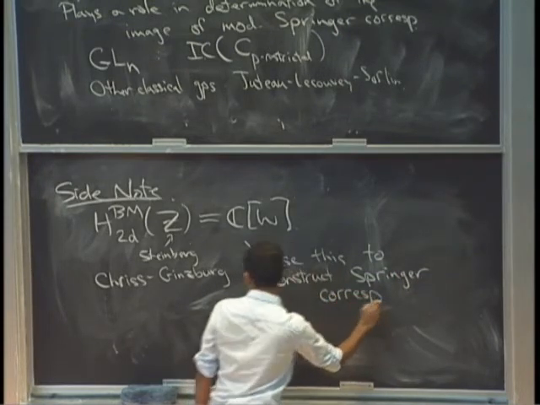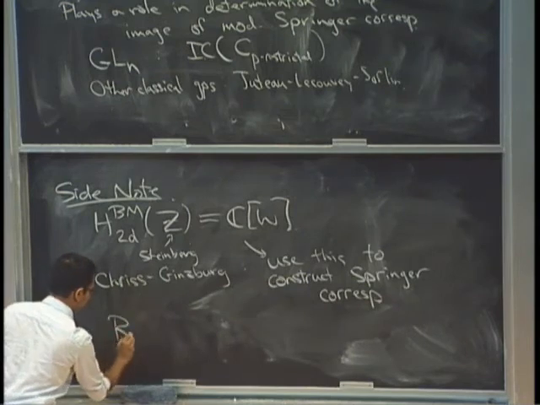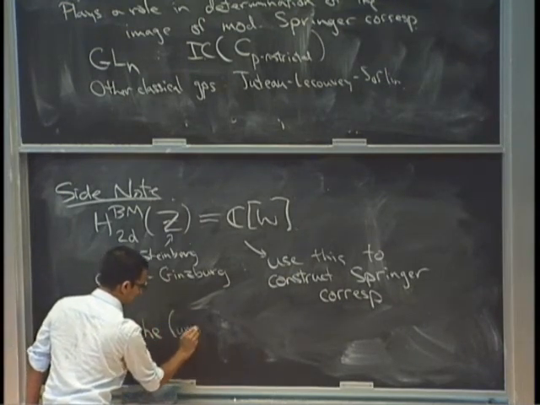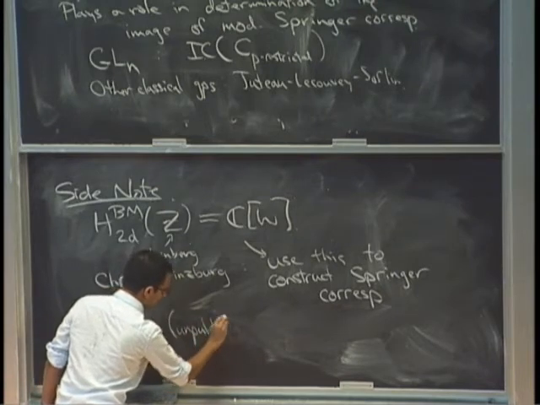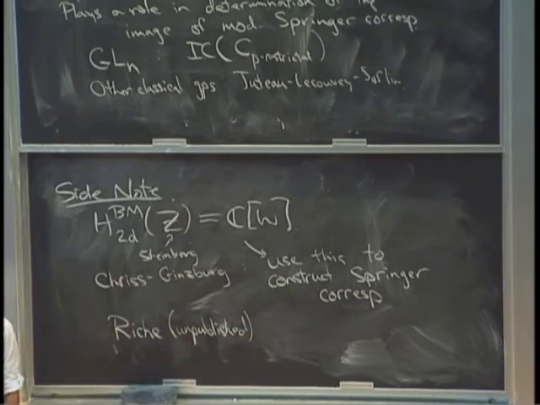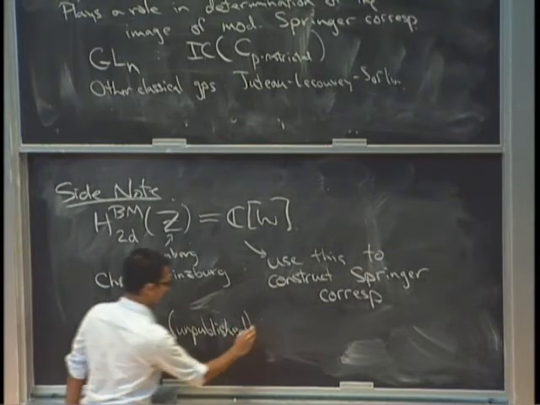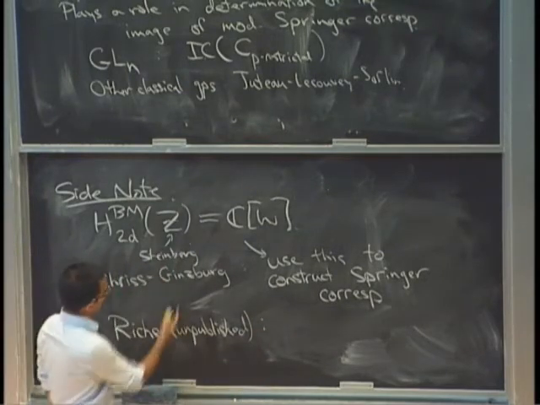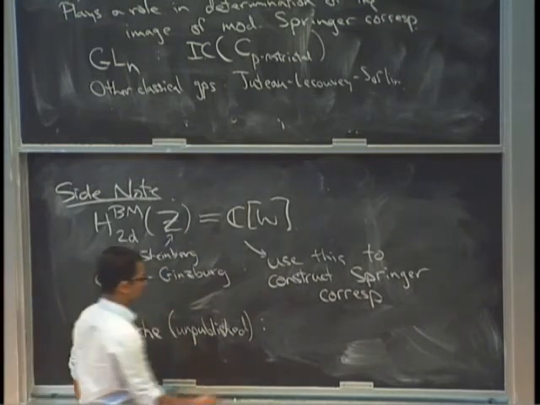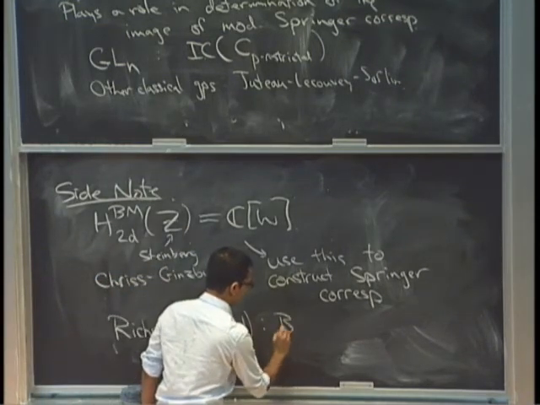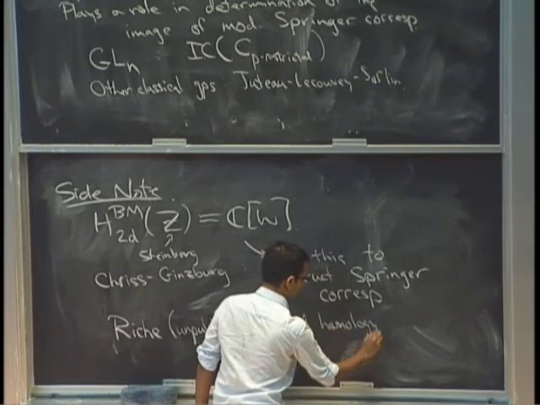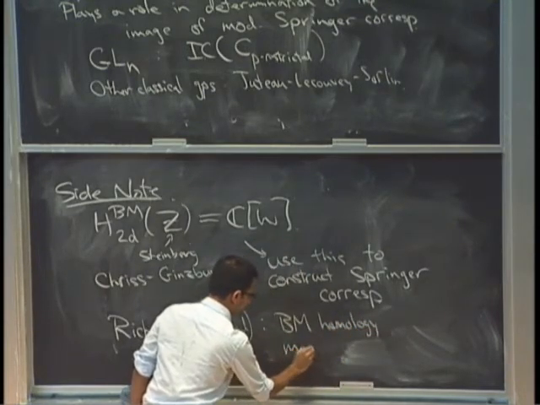And there's an unpublished paper of Simon Riche. It's on his webpage, and it has a note next to it that says, text not destined to be published, where he works out this kind of construction in positive characteristic, so a Borel-Moore homology approach to the modular Springer correspondence.